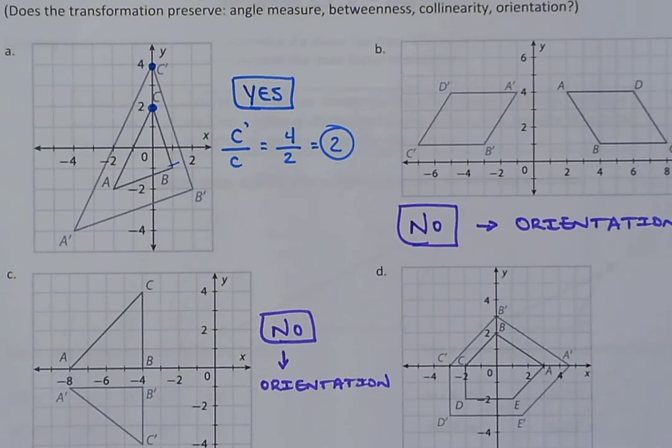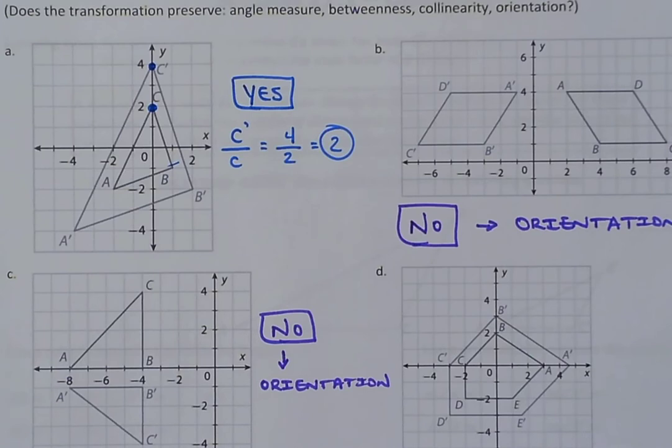Now for part D, we have 2 pentagons. So we have A, B, C, D, E, and then A prime, B prime, C prime, D prime, E prime. We have to determine if it is a dilation. The smaller one is our original, and the larger one is our prime, our new one. So, by looking at these 2, does it appear that a dilation occurred?